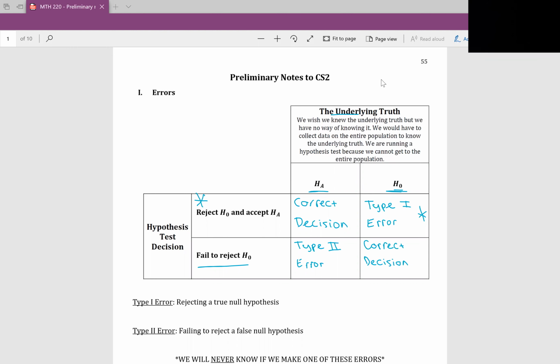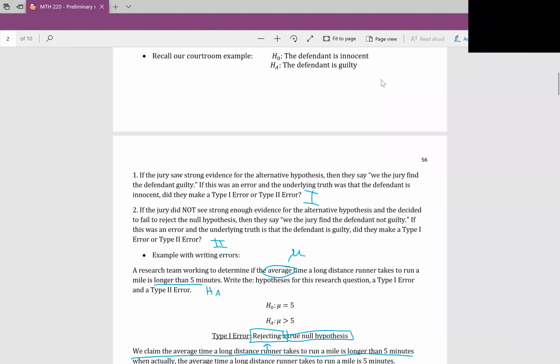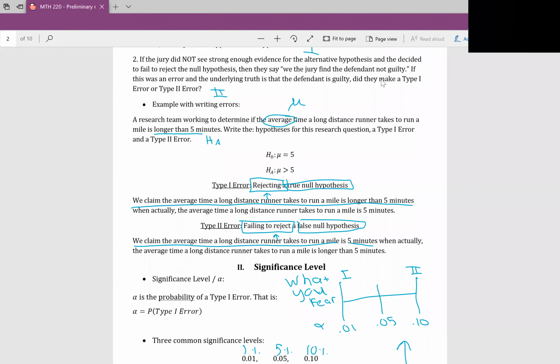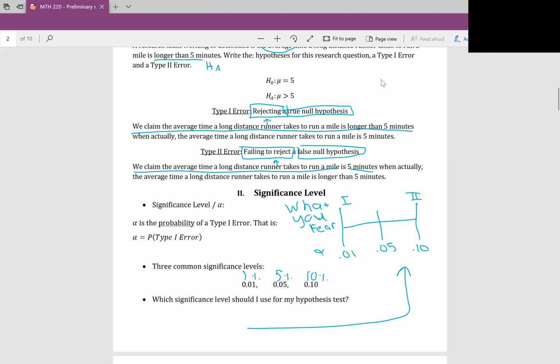Last time we were talking about type 1 and type 2 errors. Just a reminder, a type 1 error is rejecting a true null hypothesis, and a type 2 error is failing to reject a false null hypothesis. We'll never know when we made one of these errors. We went through a couple examples and talked about how we can pick our significance level based off of what error you feel is worse.